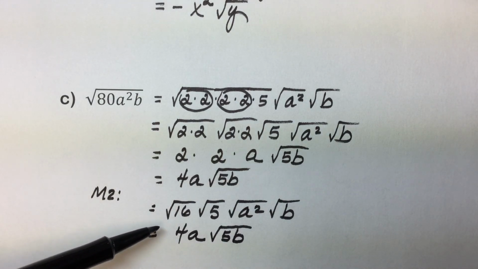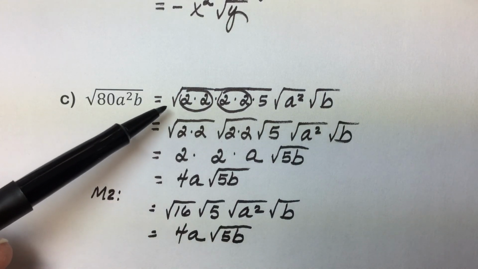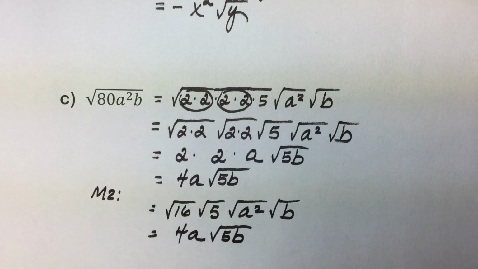Sometimes you see that perfect square, and other times you do need to do a prime factorization to pull out, to simplify that radical.